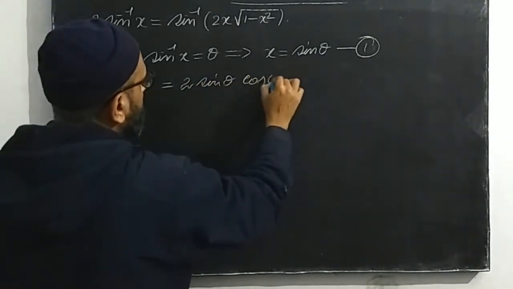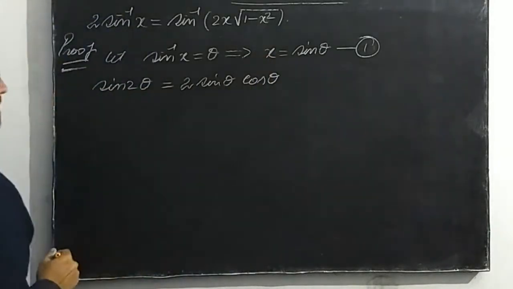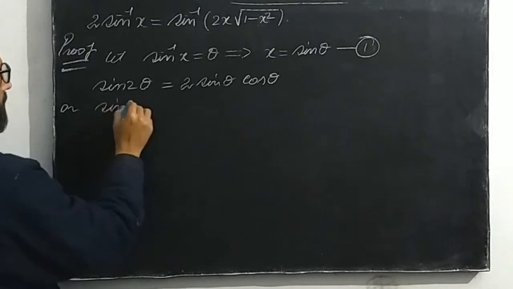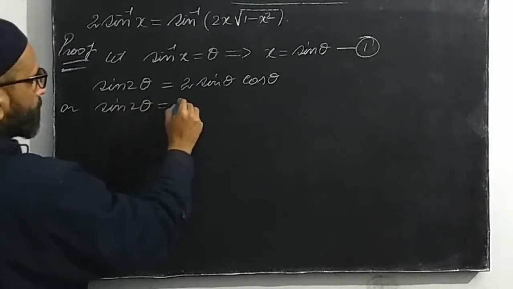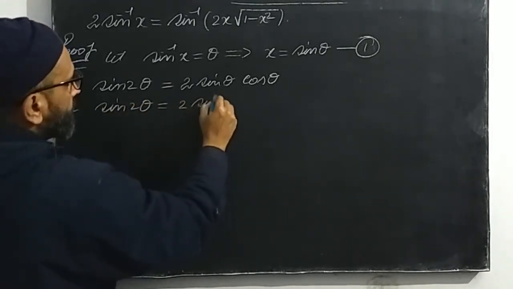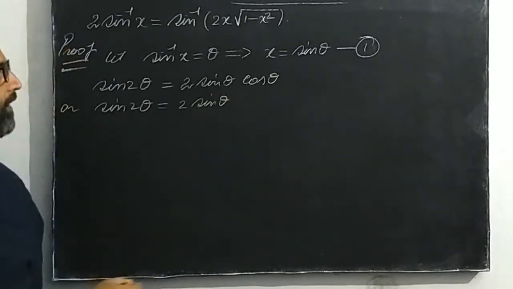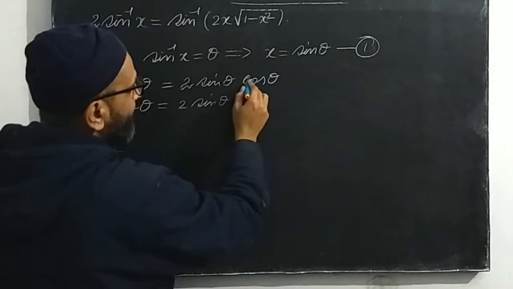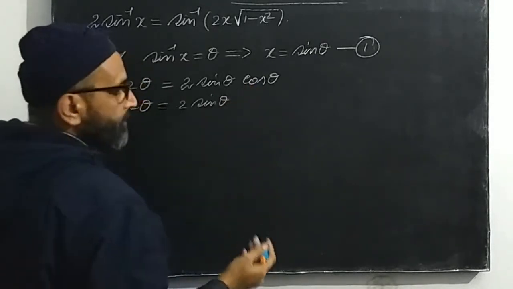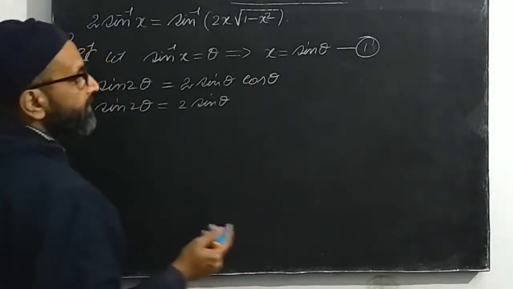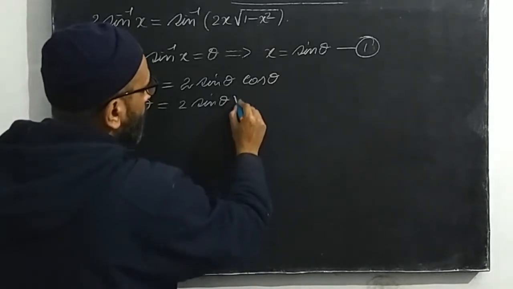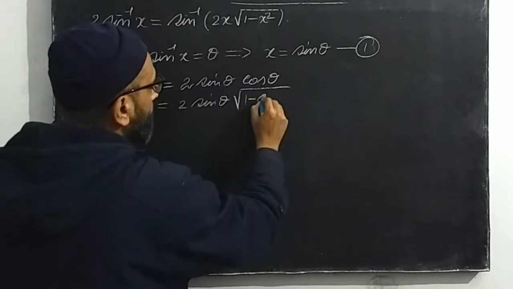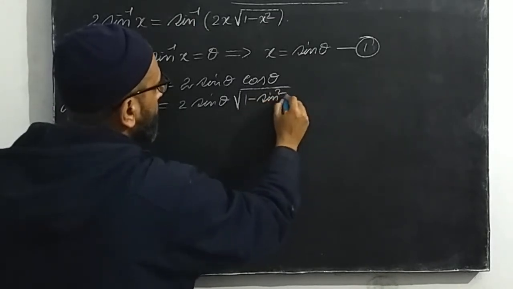So sine 2 theta is equal to 2 sine theta as it is. Now we may write cos theta as under root cos square theta, and since cos square theta may be written as 1 minus sine square theta, we may write cos theta as under root 1 minus sine square theta.